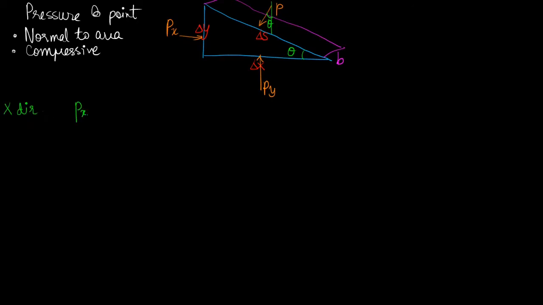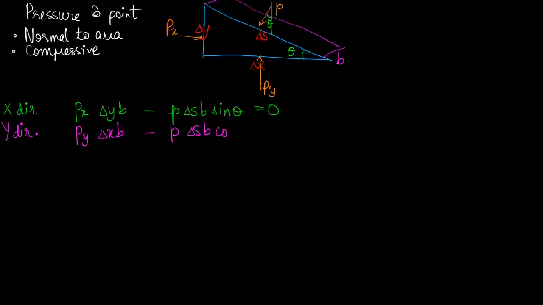So it will involve px times the area on which px acts, so basically delta y times b, minus the force due to the pressure acting on the slant face, which is p delta s times b, and the component in the x direction, which will be sin theta. This will be equal to 0. Similarly, in the y direction, we have py times delta x times b minus p times delta s b, and the component in the y direction of this force, which will be cos theta.